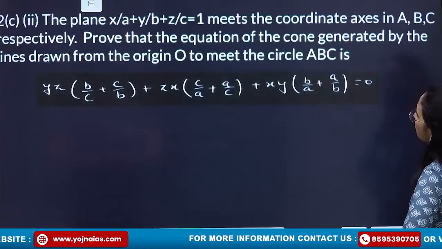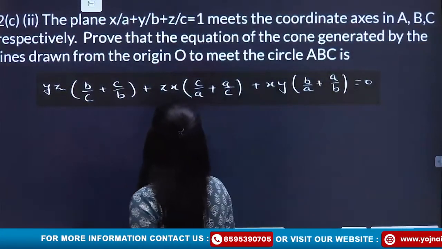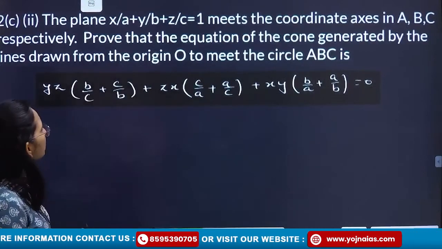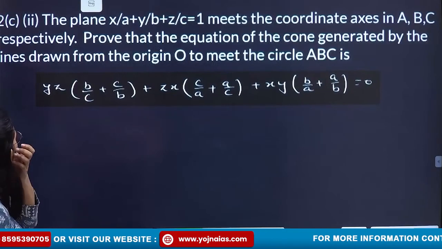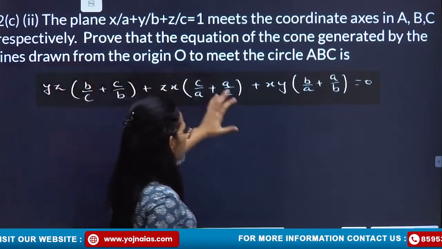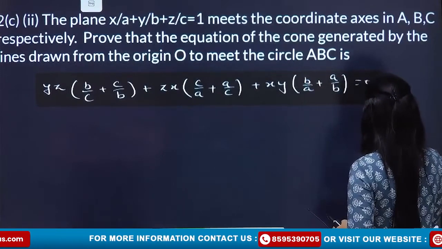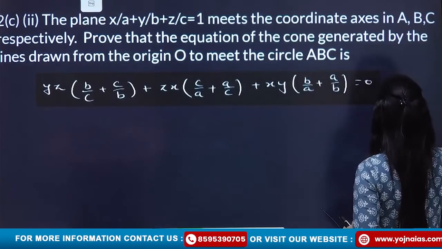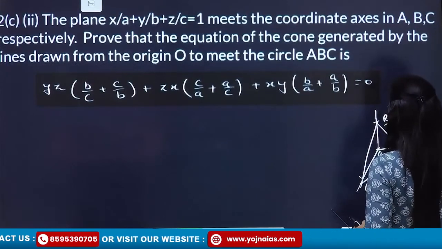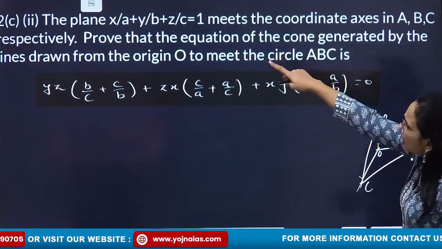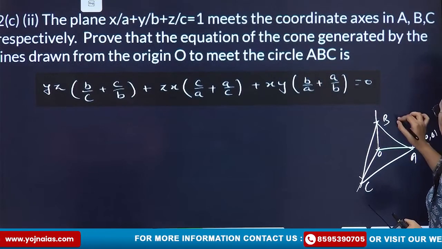Let's move to the next question: the plane x by a plus y by b plus z by c is equal to 1 meets the coordinate axes at a, b, c respectively. So this plane we had written earlier also. That these are nothing but coordinates.